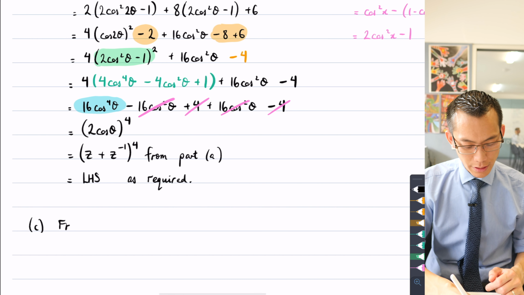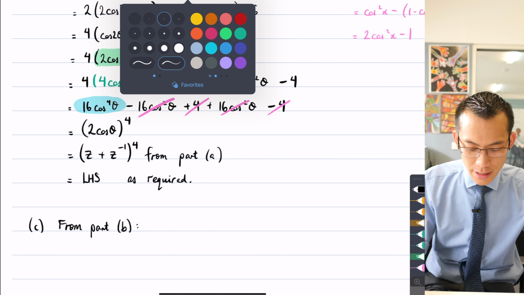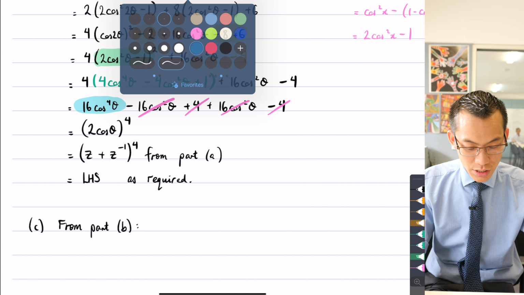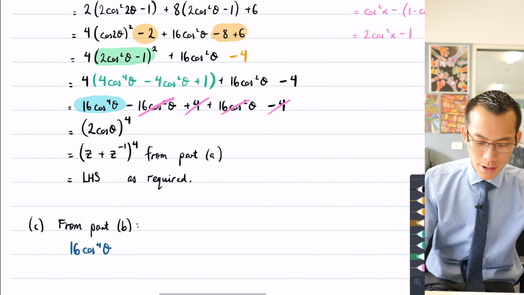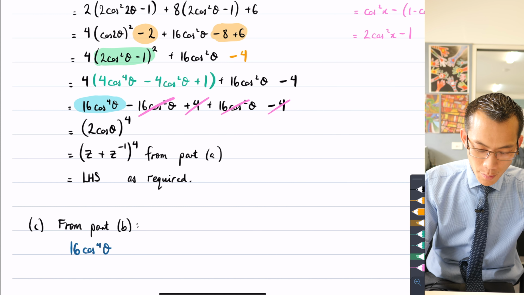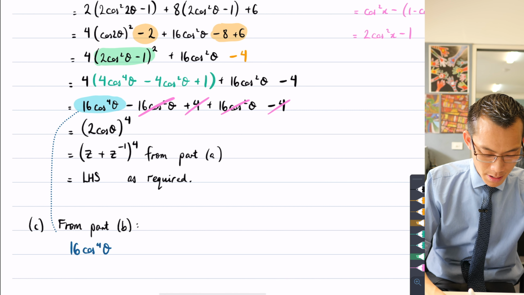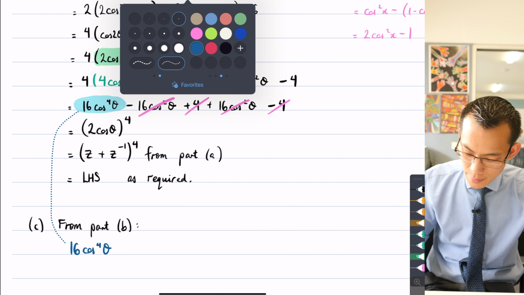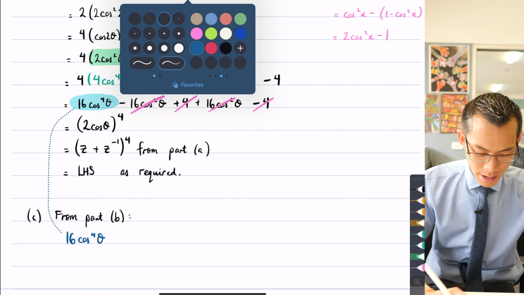I'm going to say directly from part B, on the left-hand side, I've got 16 cos to the power of 4 theta. So you can see where I got that from. That was just right here, like so. So I've got this result, and I'll just draw the arrow to be complete.